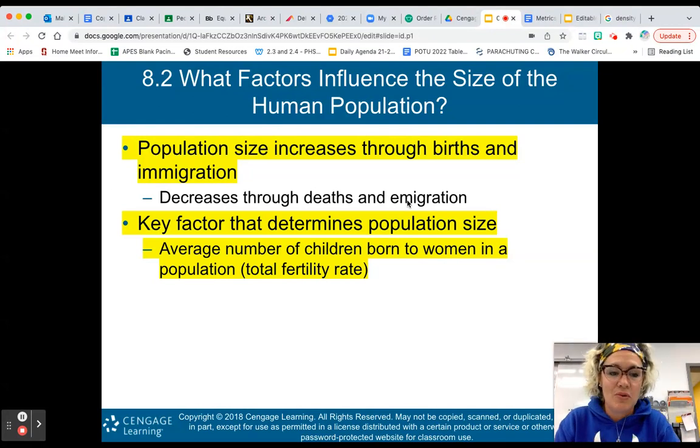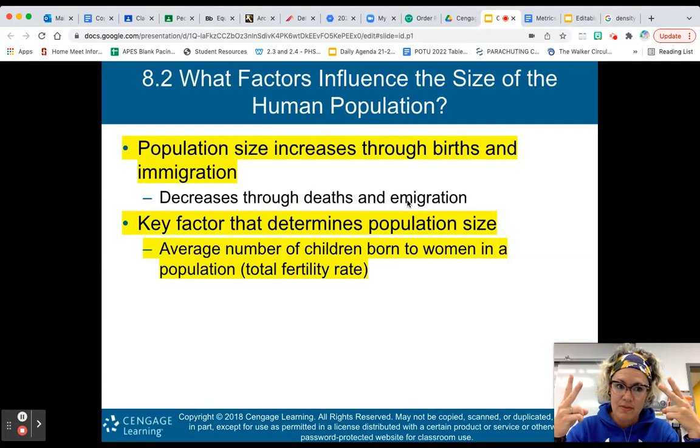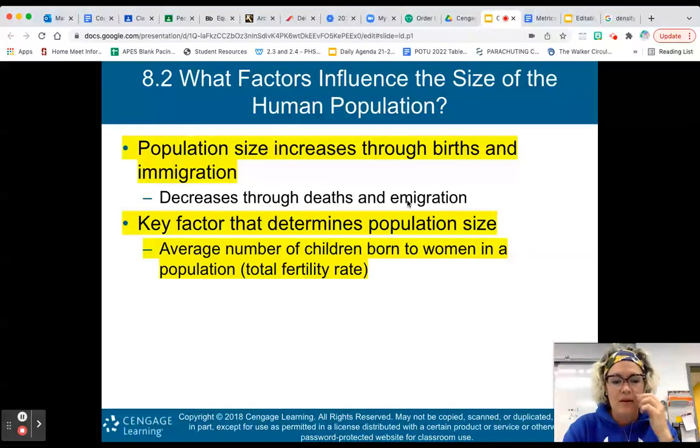But now we're going to move into 8.2, which has more to do with the math. Okay, population size increases through birth and immigration, and it decreases through deaths and emigration. That's that simple calculation, the one that you had on your page that was wrong. You've got to switch the I and the E. So just remember births and immigration, additions, and subtractions, deaths and emigration.